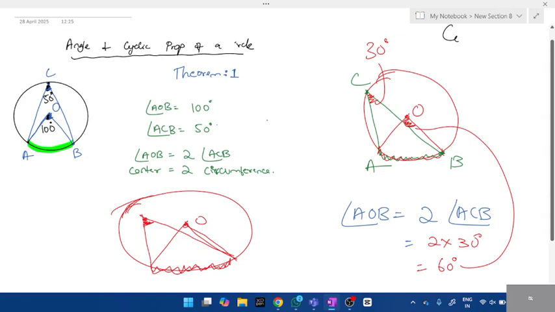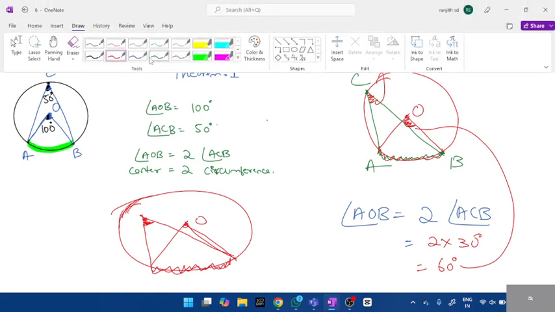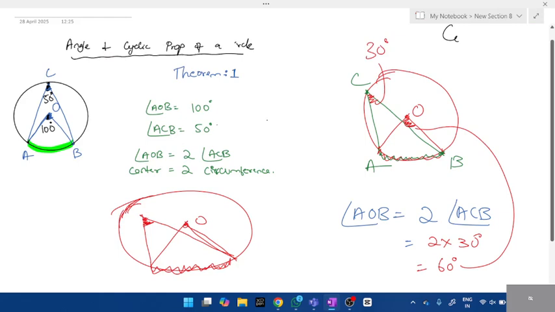Okay, the theorem is incorrect. The reason is the chords are not touching the circle. It should touch the circumference. Look at this chord. It's not touching it. Center is fine, but the chord is not touching. So you can't apply this theorem on this circle. Okay, you can't apply this theorem.